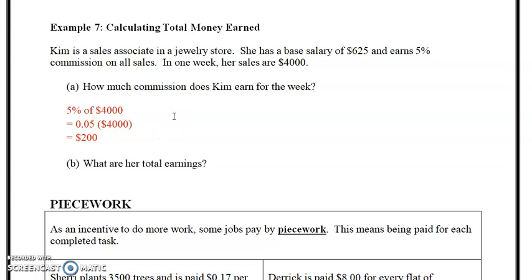And so, what are the total earnings? Total earnings would be equal to the 625 plus the commission of 200, equal to $825.